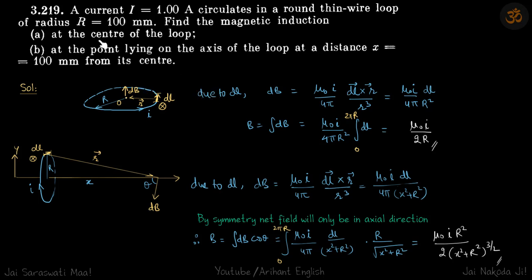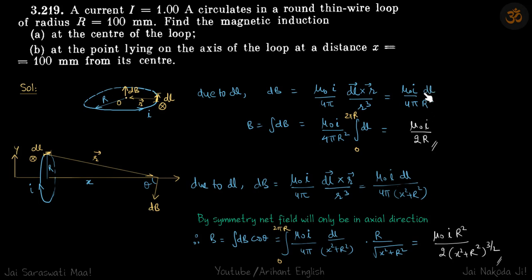First, let's see what's the magnetic field at the center of the loop. So for a small element dl, the magnetic field at center is given by Biot-Savart's law, this. Now r vector in magnitude is the same as the radius of this circle, and also dl and r are perpendicular. So one r will get cancelled. This will be mu naught I dl by 4 pi r square.